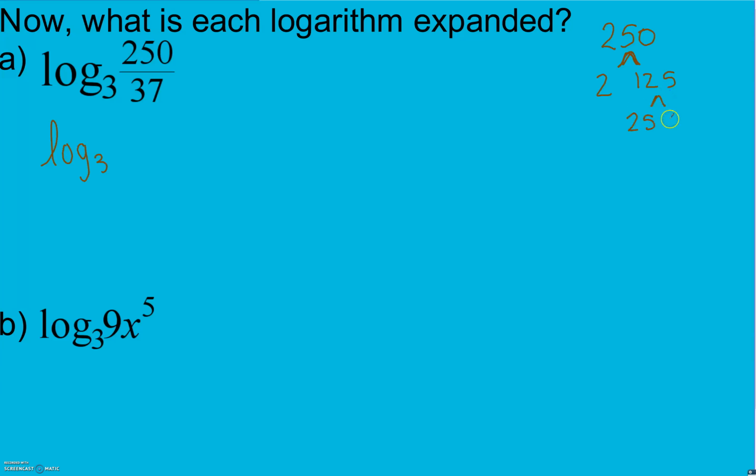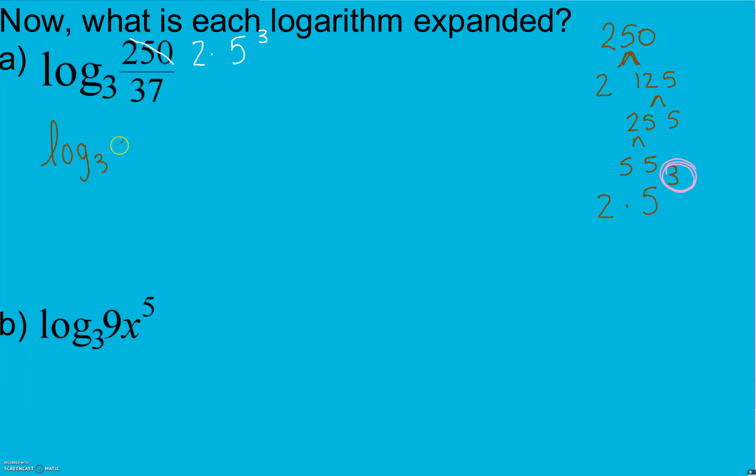125 is 25 times 5, and 25 is 5 times 5. So right now we have 2 times 5 cubed. And we have an exponent, which means we're going to have that as its own term here. It's going to start off as a factor and then end up as its own logarithmic term so that we can simplify it. So right now, instead of 250, we have 2 times 5 cubed.